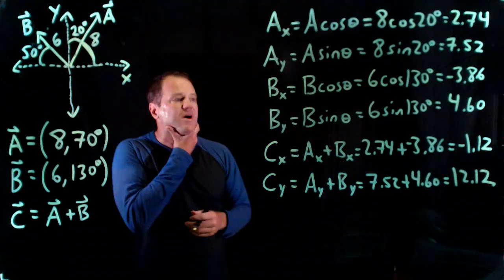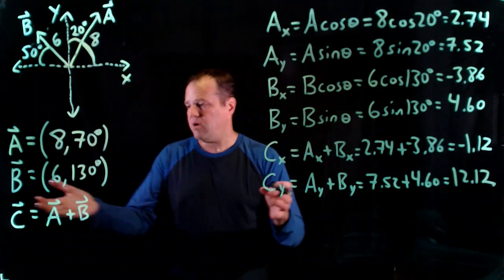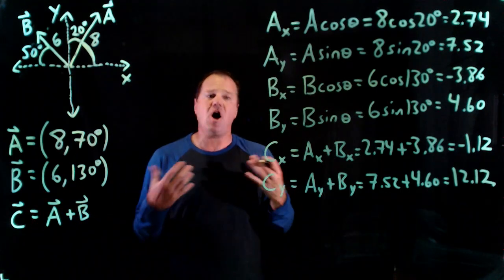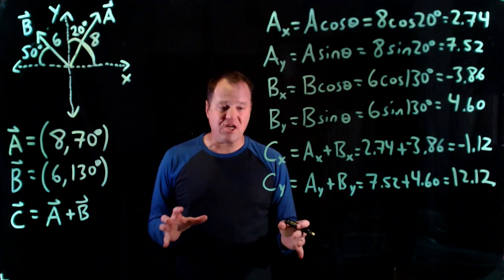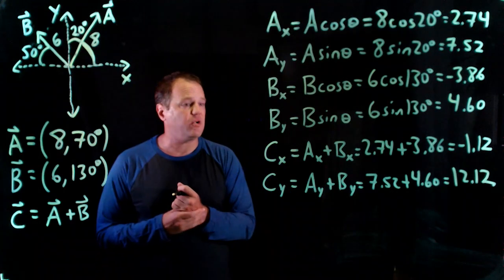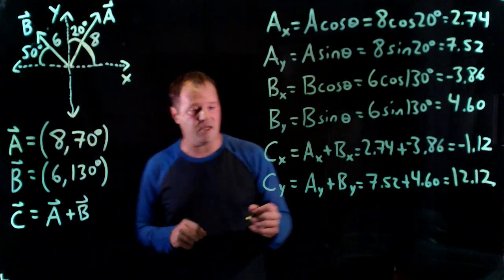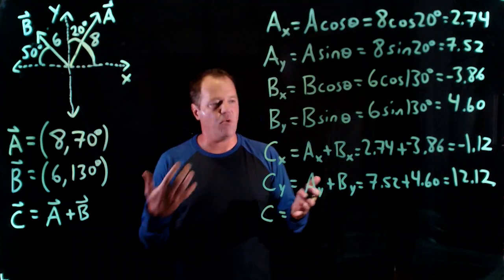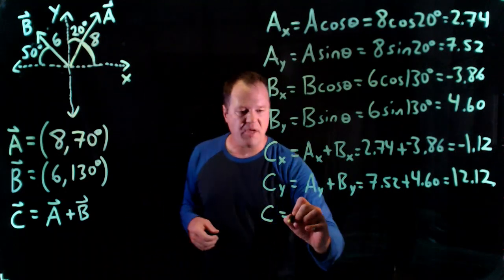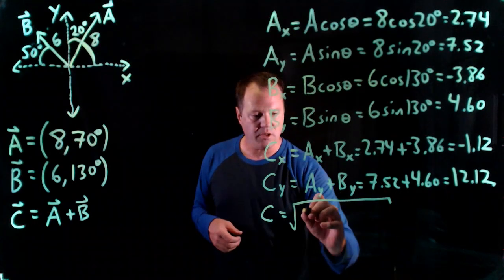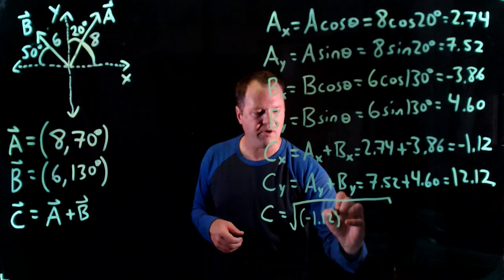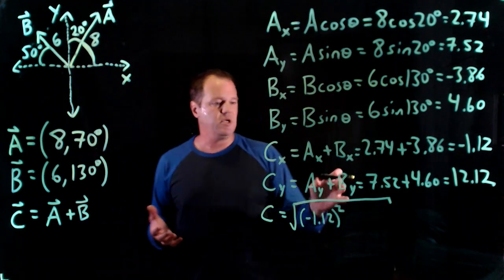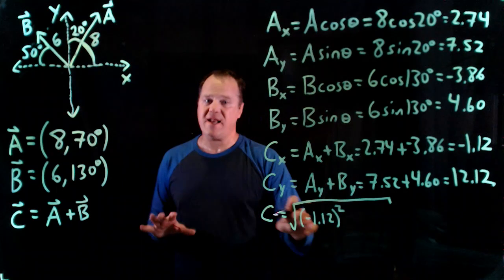So I'm basically done. I have the x and y components. I have added these vectors. Oftentimes we want to report this as a magnitude and direction, so we'll go ahead and convert that back to a vector that looks like this. So the length of C, described as having an x component of minus 1.12 and a y component of 12.12, would be the square root of the sum of the squares. So minus 1.12 squared. Be sure in your calculator that you don't put the minus sign outside the parentheses, otherwise you'll get a wrong answer. So the square root of the sum of the squares gives me 12.2.